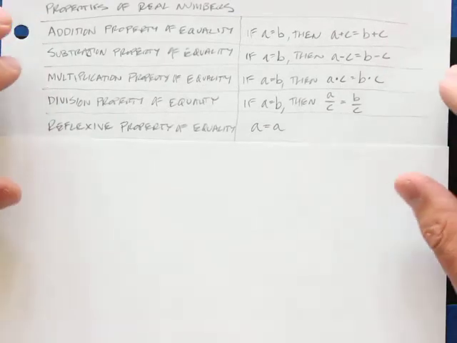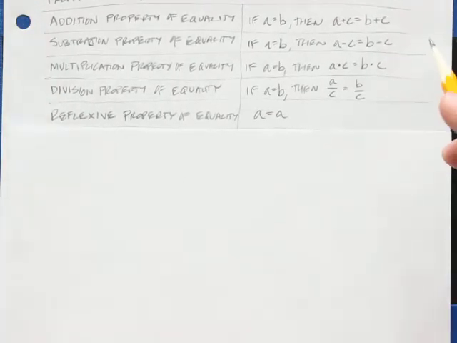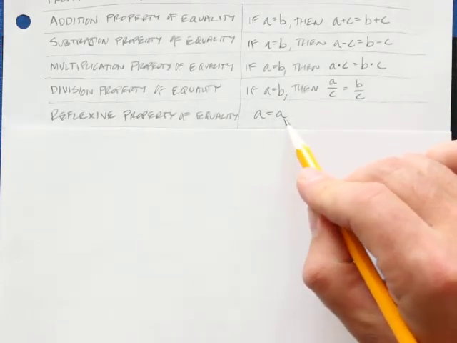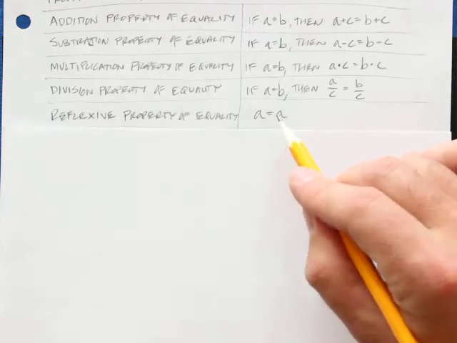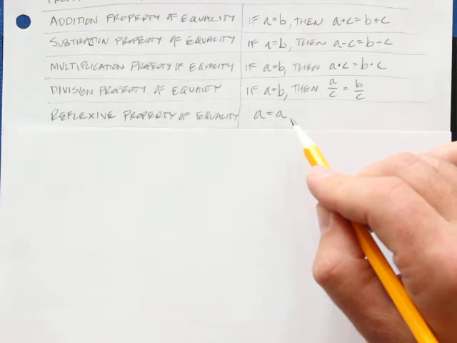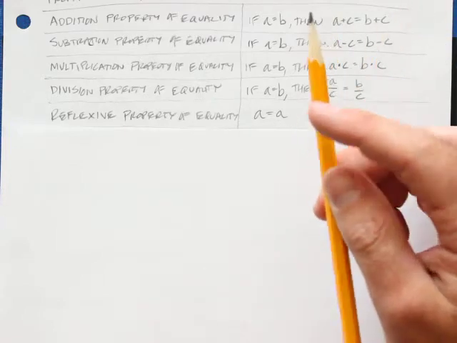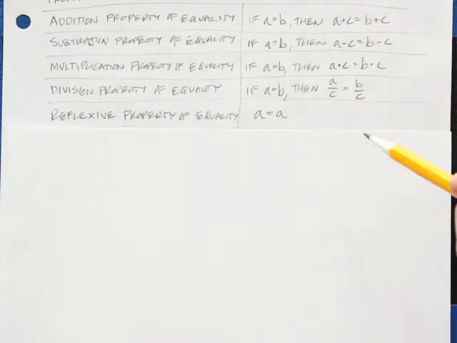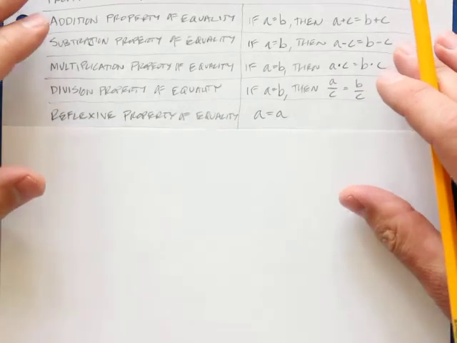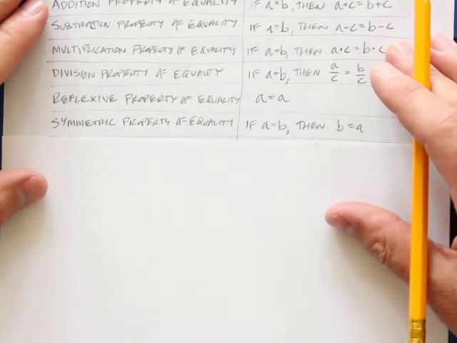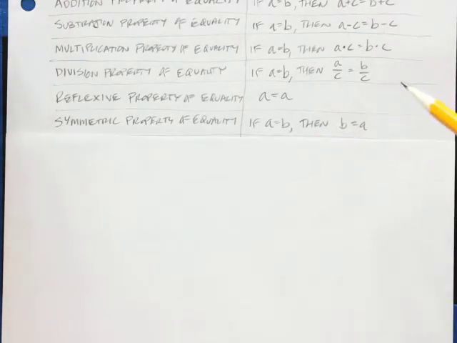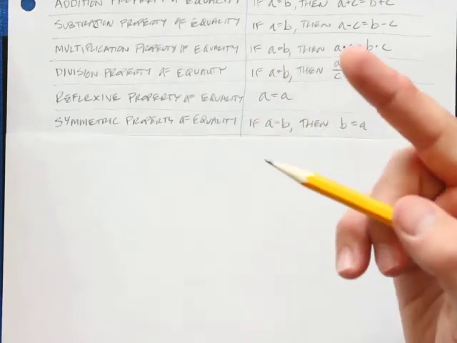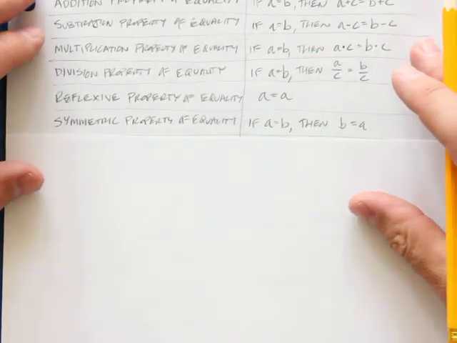Reflexive property. All right, so this one might be a little bit new. Reflexive property just means that one thing, whatever it is, equals that same thing. So 5 equals 5, 12 equals 12, whatever. The length of this pencil equals the length of this pencil. That's what the reflexive property says, and you will use this in proofs. Symmetric property of equality: if A equals B, then B equals A. So you can just switch things from whatever side of the equal sign to the other, and we're all good.